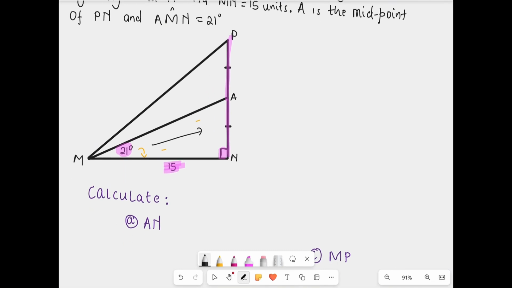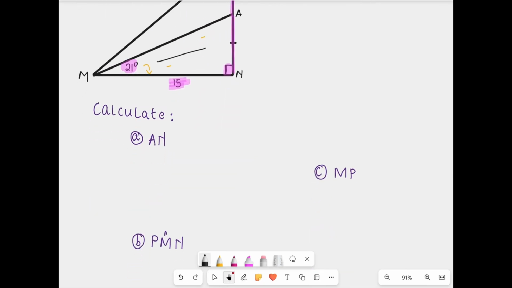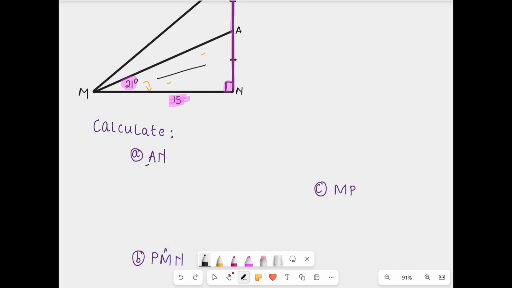So now that means we can use tan. We know that tan of angle 21 degrees is equal to opposite. Opposite is AN that we are looking for, over adjacent. Adjacent is 15, the side that is given. And then from here we multiply everything by 15, or we just cross multiply.